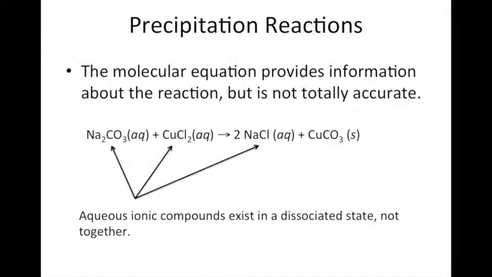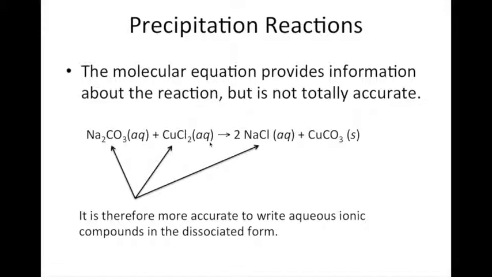So we showed you how to write the molecular equation for a precipitation reaction, but this is not always the most accurate way to represent a precipitation reaction. As you can see, some of these compounds, the sodium carbonate, copper 2 chloride, and sodium chloride, are aqueous and therefore soluble, which means they exist in a dissociated form. So they really exist separated into their ions rather than together as we're showing here.